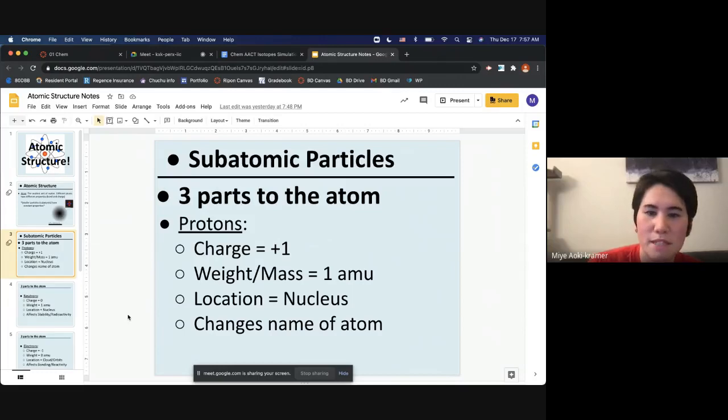And then we have subatomic particles, and they are the 3 parts to the atom. Protons have a charge of +1. Their mass is 1 AMU. They are in the nucleus, and they change the name of the atom. We can also call them the atomic number. So protons and atomic number are always the same thing.